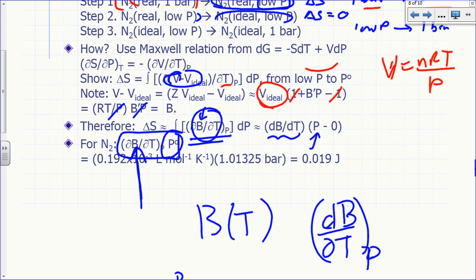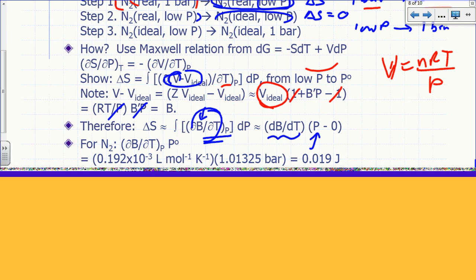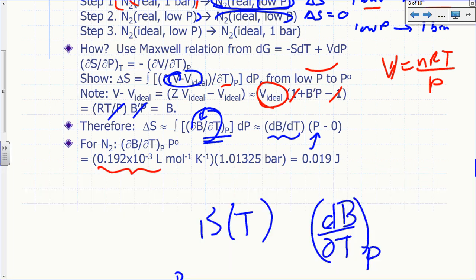And if you did that, you'd find this is the value from Atkins/Simon. It's 0.192 times 10 to the negative third liters per mole per Kelvin times P naught. This should just be 1 bar. If our P naught was 1 atmosphere, then it would be 1.0132. So that should just be 1 bar. So this is 0.019 joules. And that's where that 0.02 came from.